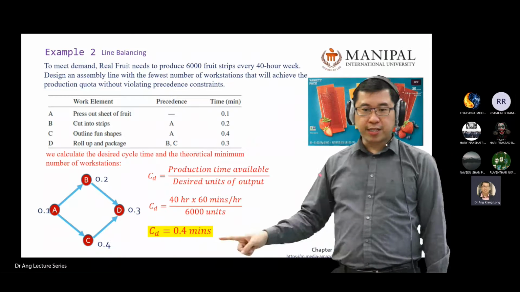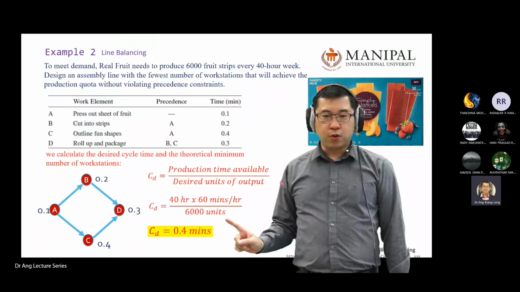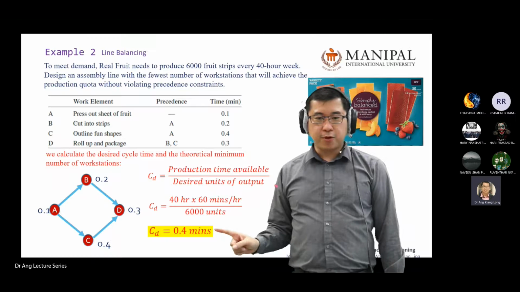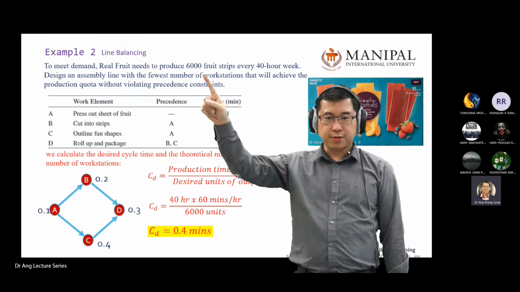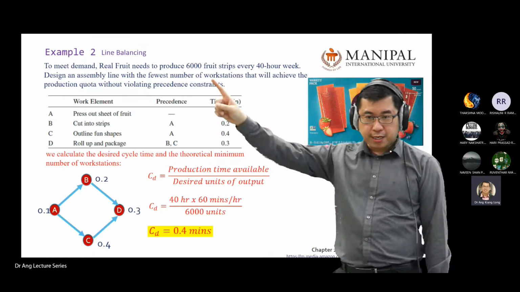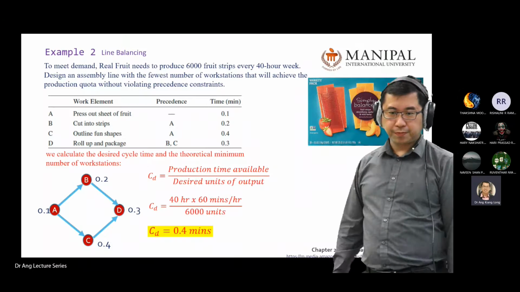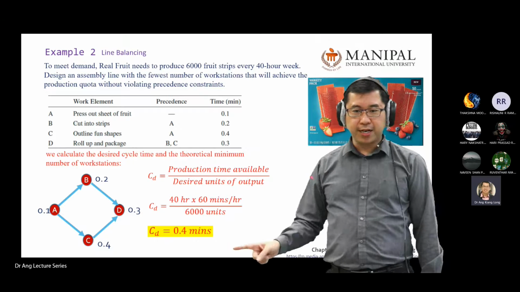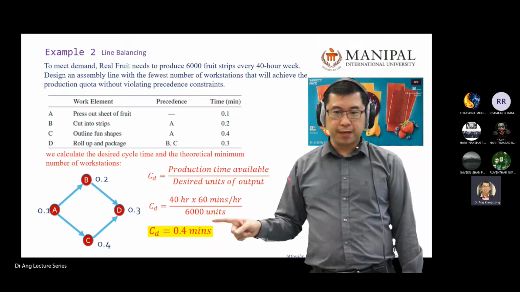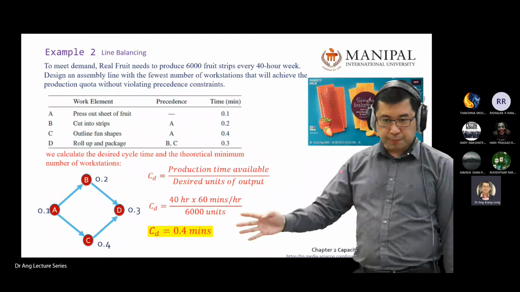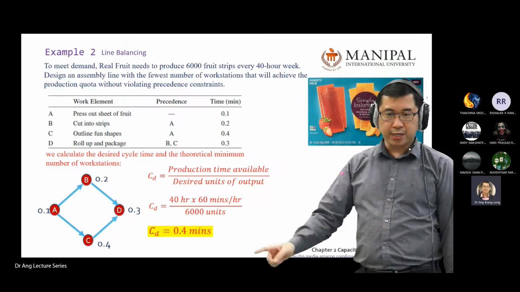So your actual time maximum can go to this one. It cannot go over 0.4. If your process takes more than this time, you cannot achieve 6,000 strips per week. Okay, so this one locks your answer limit already. This is the maximum number that you look for. So for CD, you substitute the values inside there, you calculate CD.